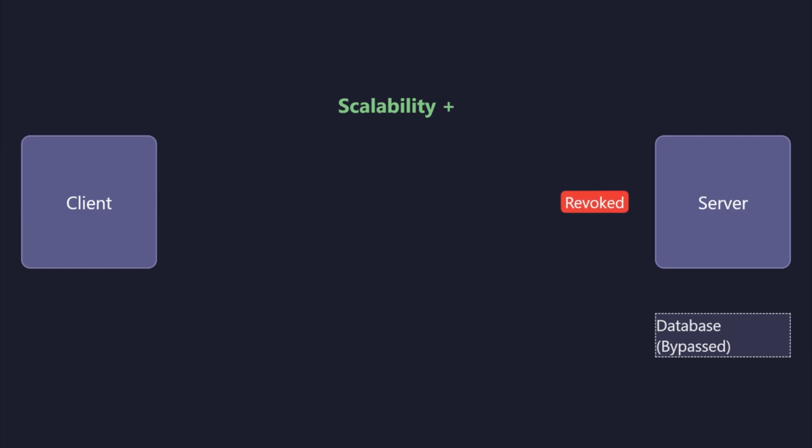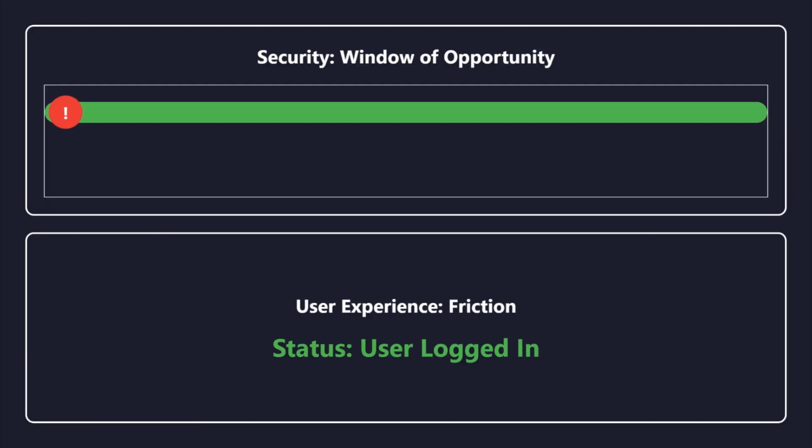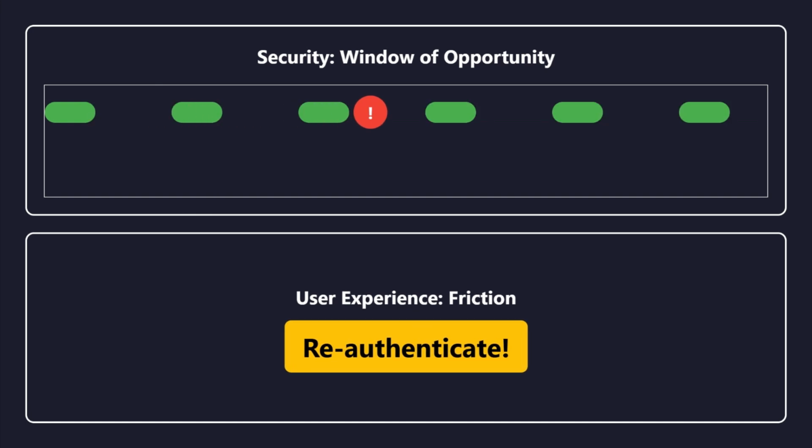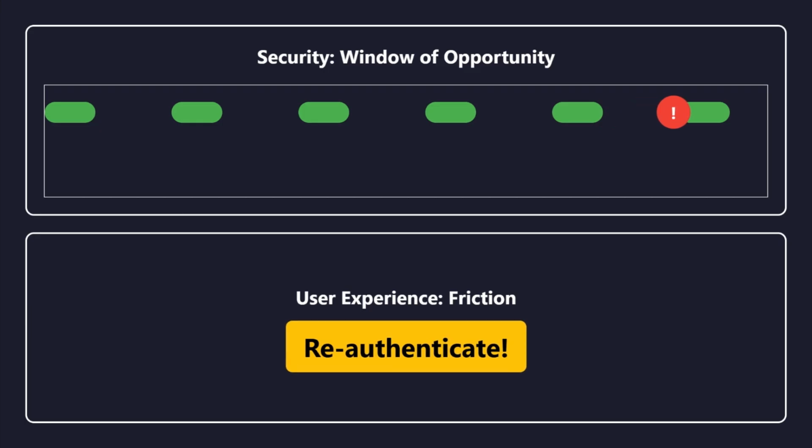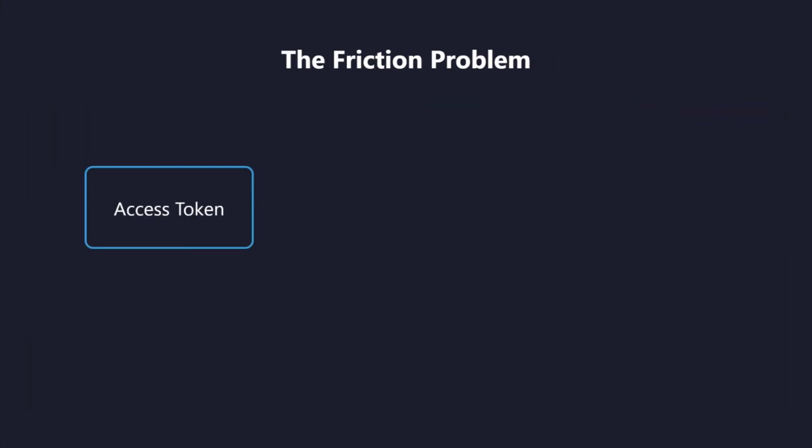While this improves scalability, it creates a security vacuum where tokens cannot be easily revoked before they naturally expire. Shortening the lifespan of an access token to minutes reduces the window of opportunity for attackers. However, frequent expirations force users to re-authenticate constantly, creating a friction point that destroys the user experience.